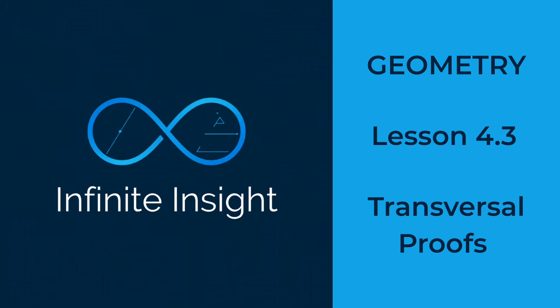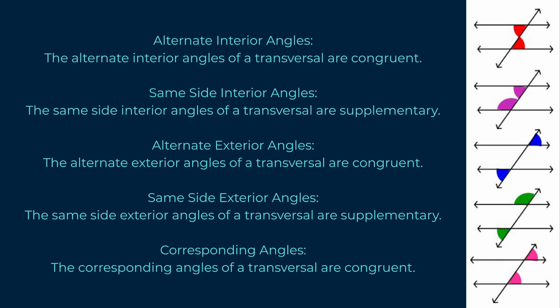Alright, let's begin. So, in the last lesson, 4.2, we introduced 5 new theorems. These are all transversal congruence theorems. We have the alternate interior angles, same side interior angles, alternate exterior angles, same side exterior angles, and corresponding angles.